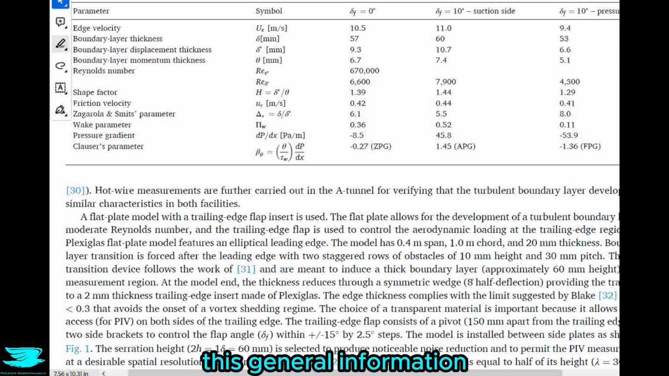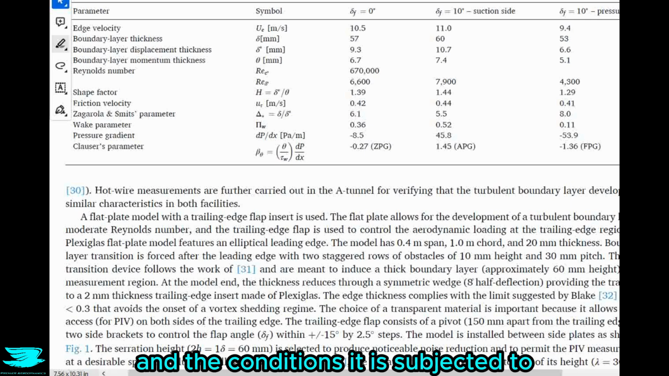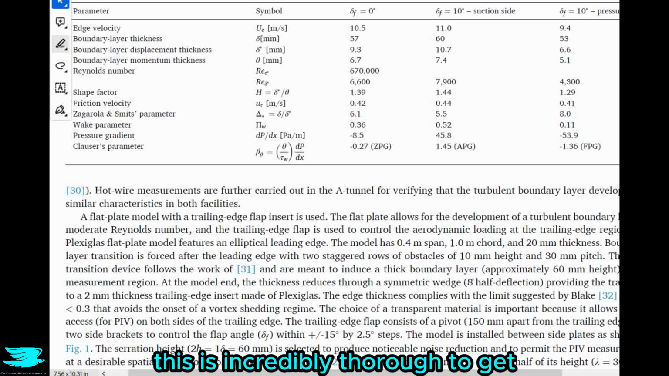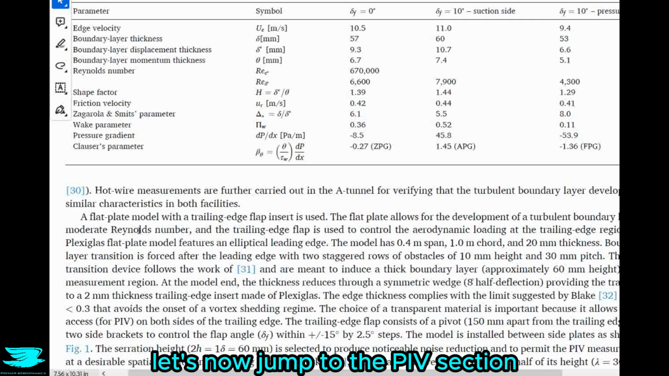So with this general information, we have a very clear picture of what the boundary layer looks like and the conditions it is subjected to. This is incredibly thorough, getting all this information about the boundary layer. Let's now jump to the PIV section.